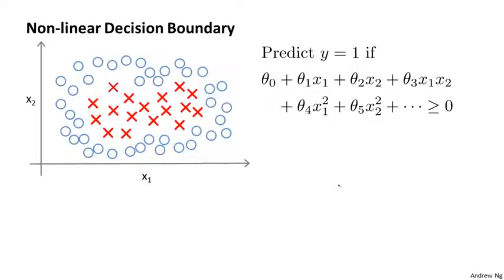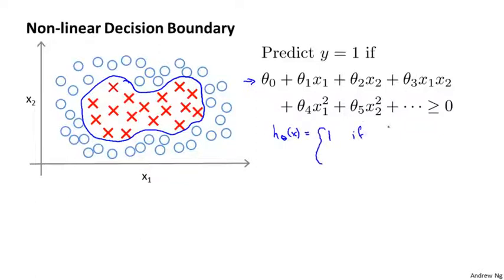If you have a training set that looks like this, and you want to find a nonlinear decision boundary to distinguish the positive and negative examples, maybe a decision boundary that looks like that, one way to do so is to come up with a set of complex polynomial features, right? So a set of features that looks like this, so that you end up with a hypothesis that predicts 1 if theta 0 plus theta 1 x1 plus dot dot dot, all those polynomial features, is greater than or equal to 0, and predicts 0 otherwise.